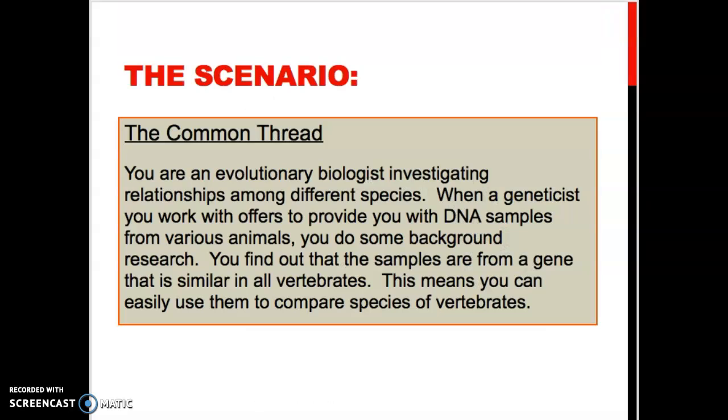Here's the scenario. So you are an evolutionary biologist investigating relationships among different species, when a geneticist you work with offers to provide you with DNA samples from various animals. You do some background research. You find out that the samples are from a gene that is similar in all vertebrates. This means you can easily use them to compare species of vertebrates. Okay, so you are going to get some DNA samples tomorrow, and we're going to compare them. And to do that, we're going to need to record our answers in a chart. So for the rest of today, all I really want you to do is make that chart so that you're ready to go on Tuesday.